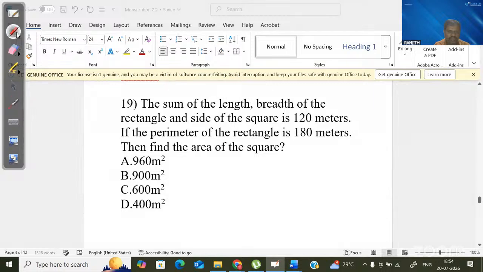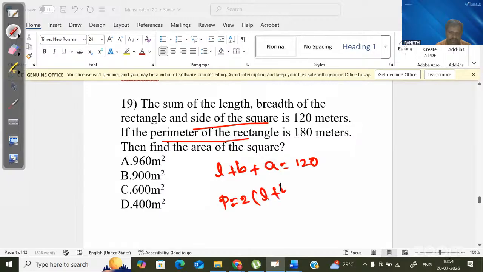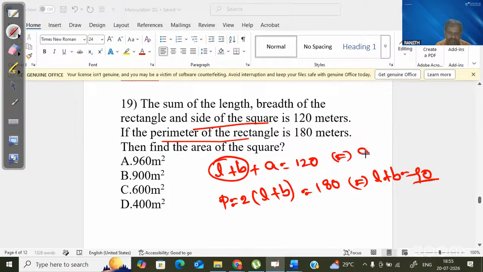The sum of the length, breadth, and side of a square is... So we can go with A will be equal to 120. If the perimeter of rectangle, what is the perimeter of rectangle? P will be equal to 2 times of L plus B is equal to 180. So we can write L plus B equal to 90, where I can substitute L plus B equal to 90, where A equal to 30.